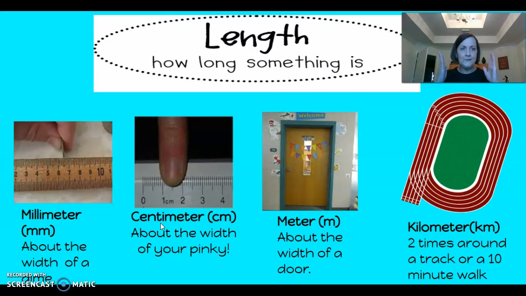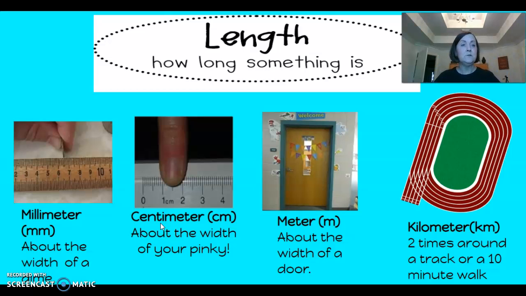All right, so do you have those in your head? We've got millimeter, which is about the width of a dime. Centimeter, the width of your pinky. A meter is about the width of a door. And then a kilometer is 2 times around a track, or a 10-minute walk.